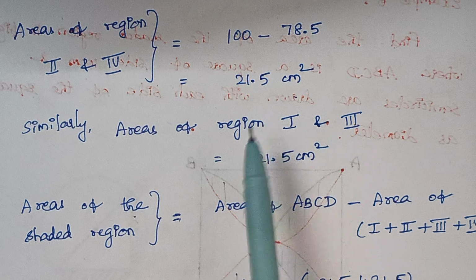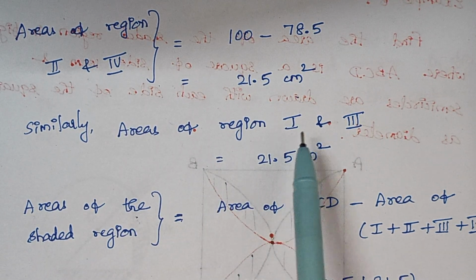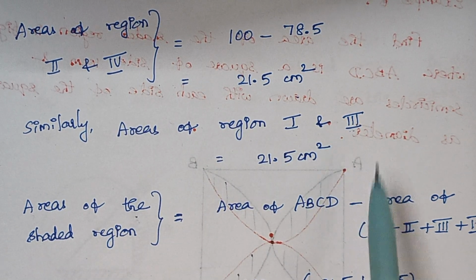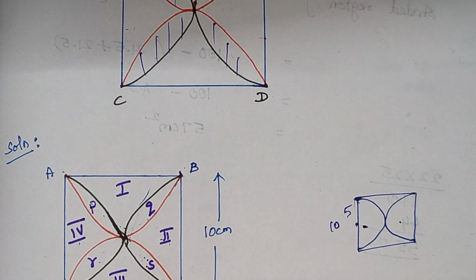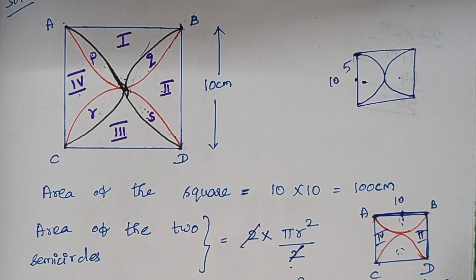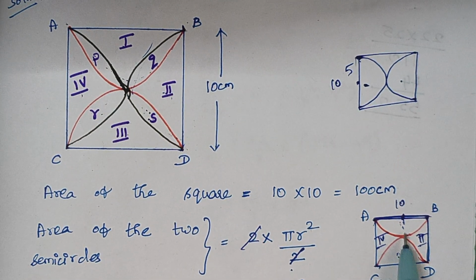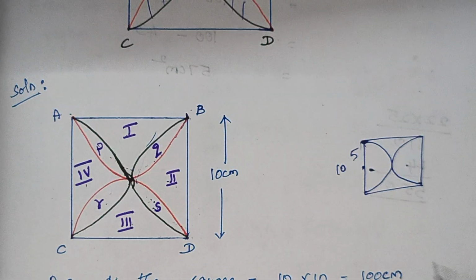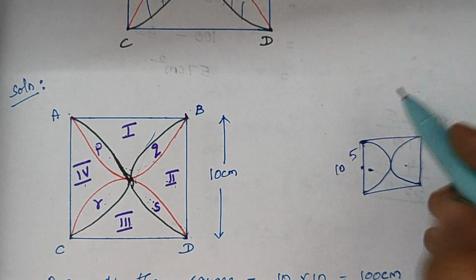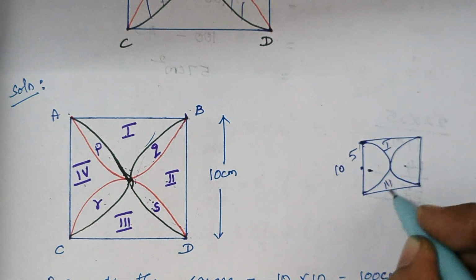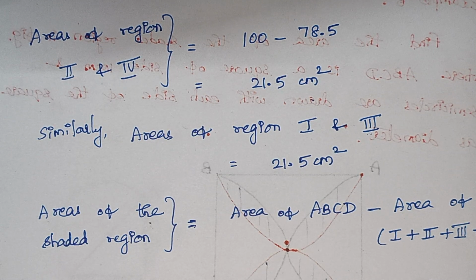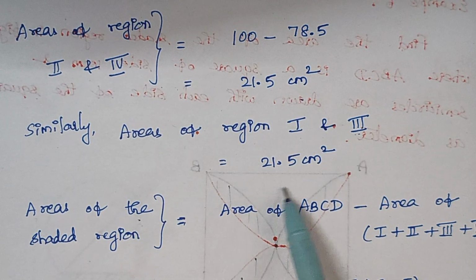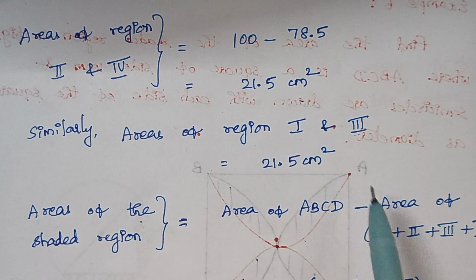Right. Now again the areas of region 1 and 3 we can get directly. Just like with these 2 semicircles we had calculated 2 and 4, similarly, when you solve for these 2 semicircles, we will be getting the values of 1 and 3. Again, they are similar, right? Therefore, here the areas of region 1 and 3 are 21.5 centimeters square, right?